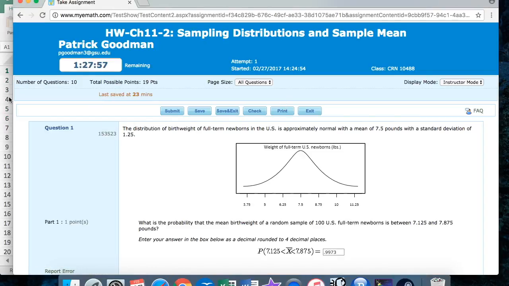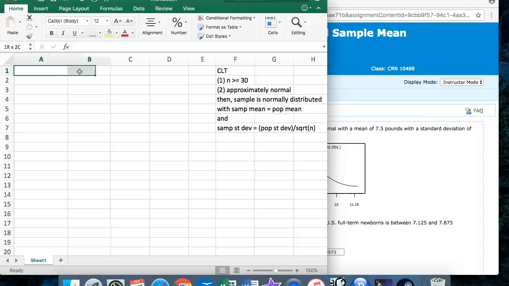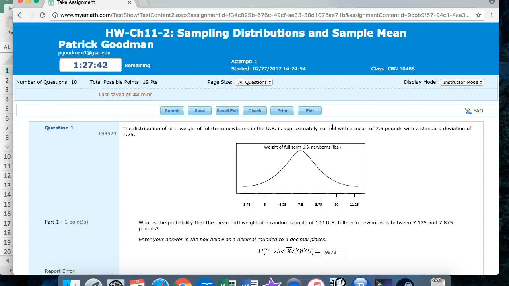So knowing that stuff, the central limit theorem, now we can work on this problem. So still the same problem. Let's go ahead and write this down. What I would suggest too is make sure you know what you're writing down. In this, it says that it's approximately normal. So this is the distribution of birth weight of full-term babies in the U.S. So this is our entire population we're talking about in the U.S.